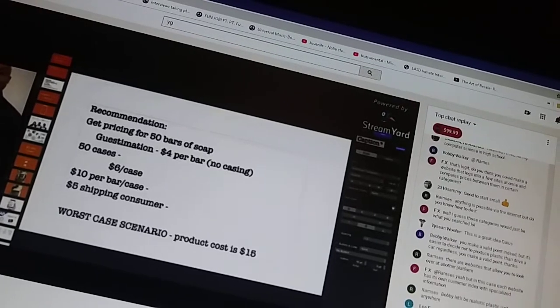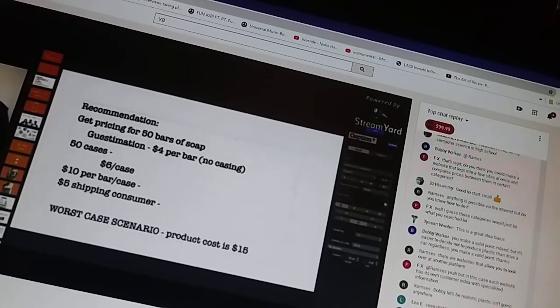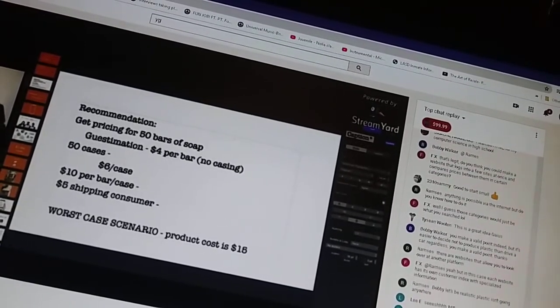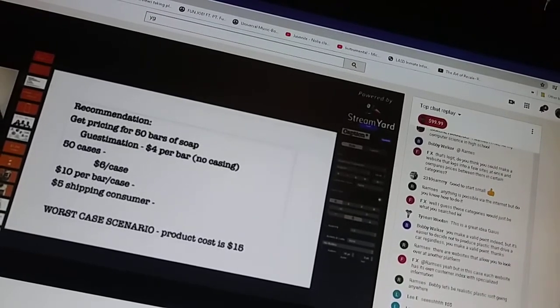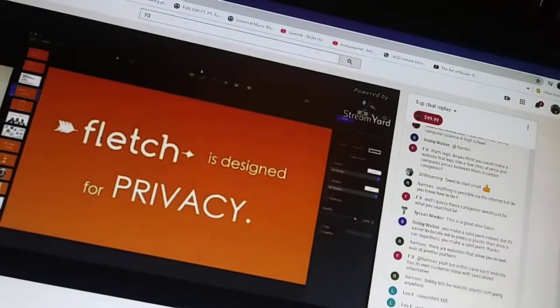That's not that much. If you said, well, I want to make this soap, I want to price it what it's really going to go for, what will the consumer pay? Well, you're going to have to take another poll to find out what people would pay. So let me make another recommendation. I'm going to go on to another slide here.